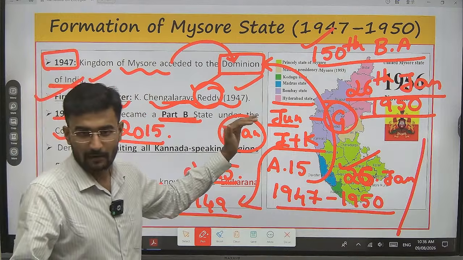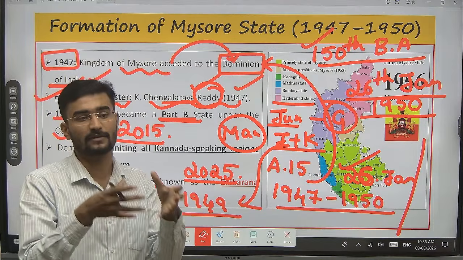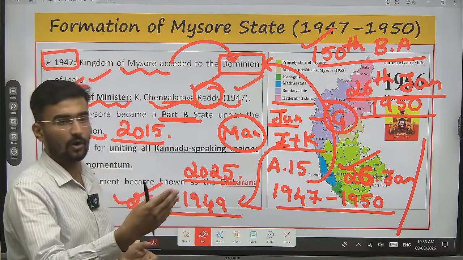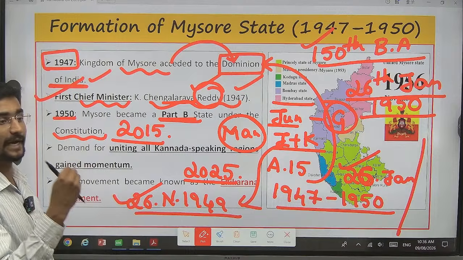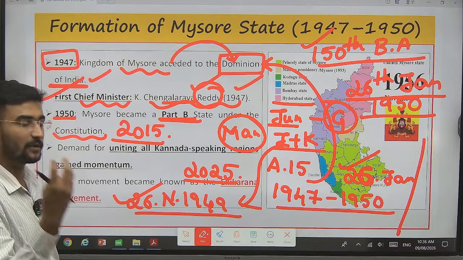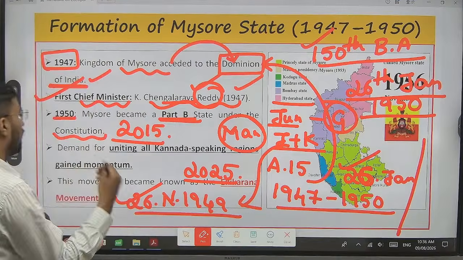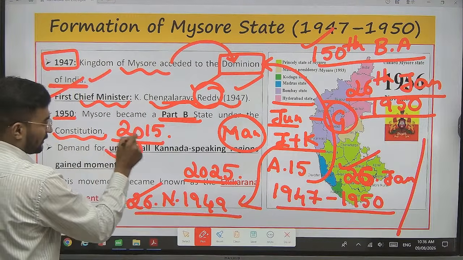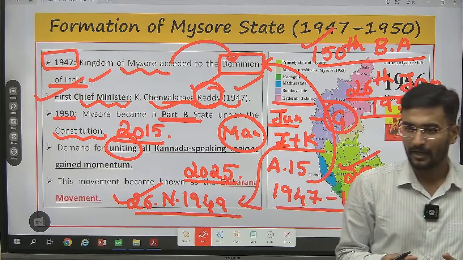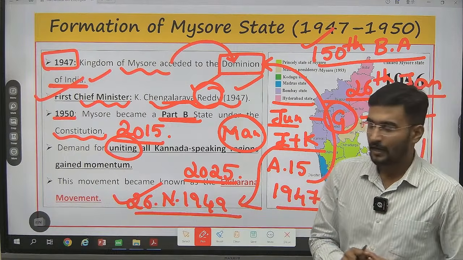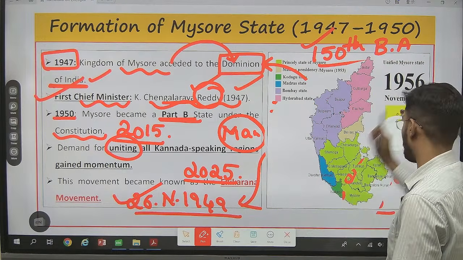Part B state was a union territory, and the Centre declared it a centrally administered territory. And later on it got a statehood status. And that statehood status we call it as Mysore state. And after this, there is a huge demand from the different nook and corners. Which are those nook and corners?